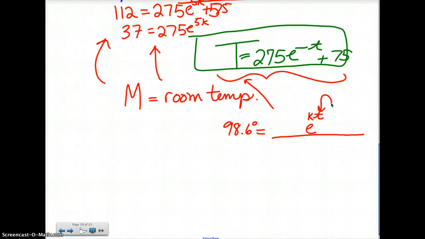When you get your solution up here, going through this whole process, you're going to take it one step farther and say, okay, I want to know when that person was murdered. Well, how do I know that? I set the body temperature equal to 98.6 degrees, and I solve for t.